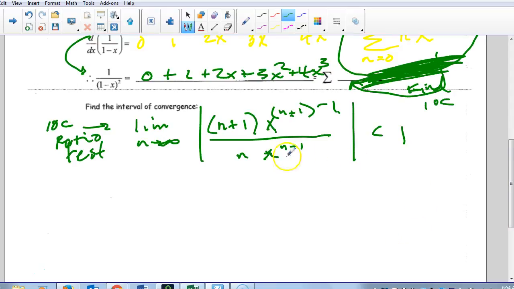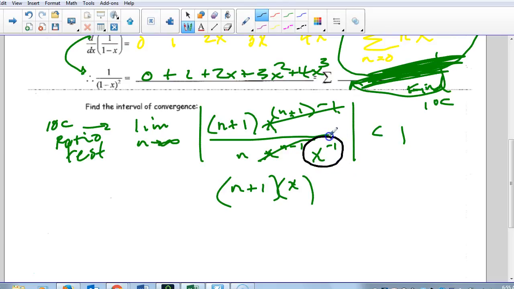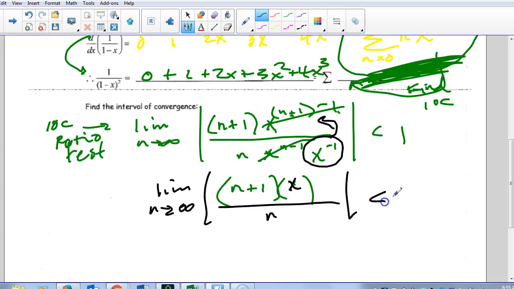Now, let's try this. So, I'm just going to simplify this. n plus 1 minus 1 is just x, right? So this is now gone. And it's going to leave not an x on top, it's going to leave x to the negative 1 on the bottom. But if I have an x to the negative 1, it shoots back up on top, right? So that's why this x is right here. It's not on the bottom. And then there's an n on the bottom. And I'm taking the limit as n is going to infinity of that stuff, making it less than 1.